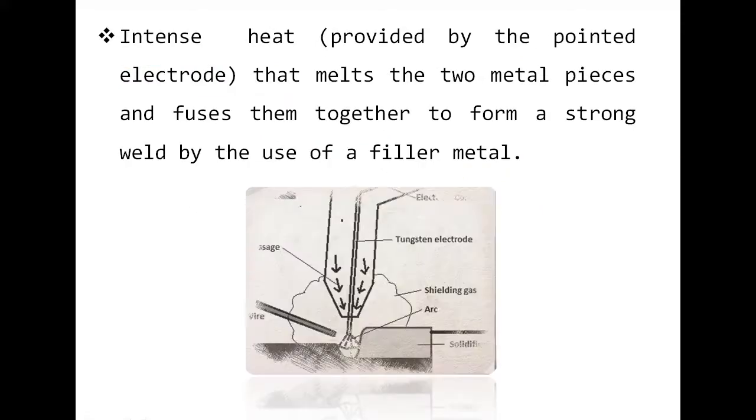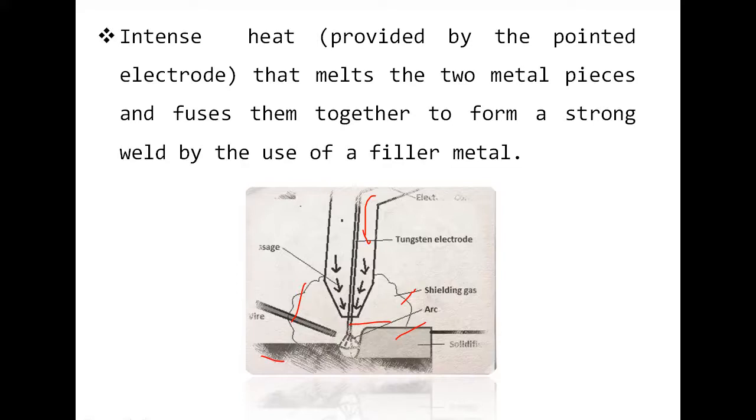The intense heat provided by the pointed electrode melts the two metal pieces. Here there is the filler wire and the pointed electrode, and gases are supplied for this process to produce the shielding gas. This is the solidified part. This is the base metal.